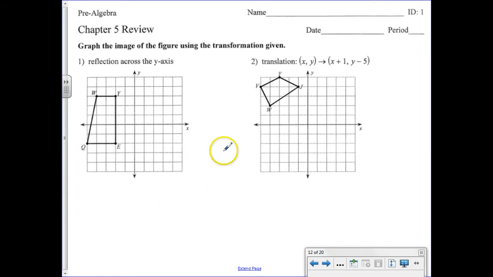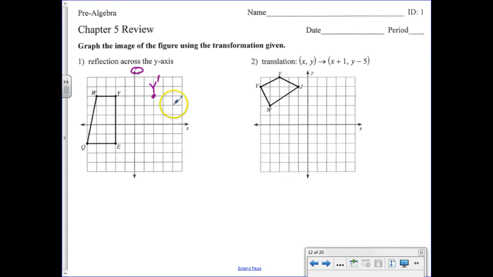All right, the last page is the transformations, and it's a separate sheet because I had to use a separate program in order to get this. For numbers 1 and 2, it says graph the image. So when you reflect across the y-axis, that's the vertical line right here. So your point y now lands in this new spot, which is going to be y prime. Make sure you label the points y prime.